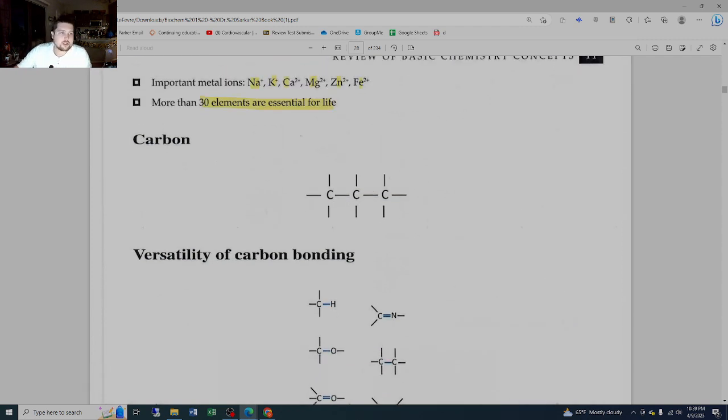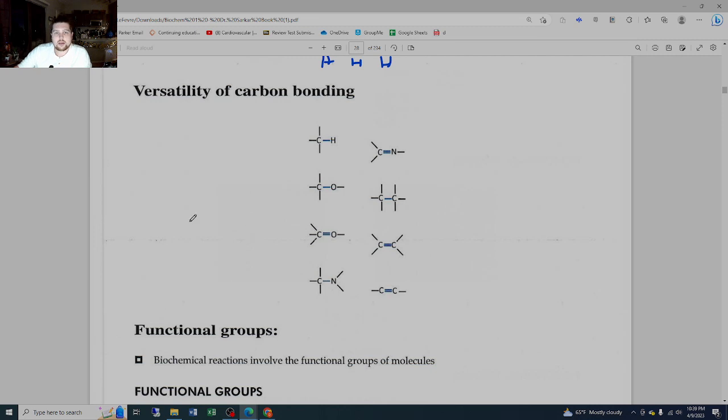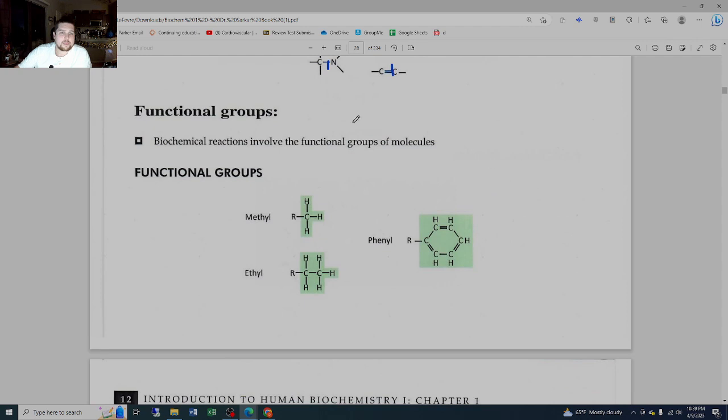Whenever you see a carbon structure drawn like this with just the sticks coming off of it, if nothing else is shown next to it, what this represents is that there's a hydrogen bonded to each of these spots. The lines represent a bond, and if a hydrogen is left blank, it just means that there's a hydrogen there at the end. Versatility of carbon bonding: carbon will bond to a whole bunch of stuff, really good for bonding. Double bonds, single bonds, all of that good stuff. So we have functional groups.